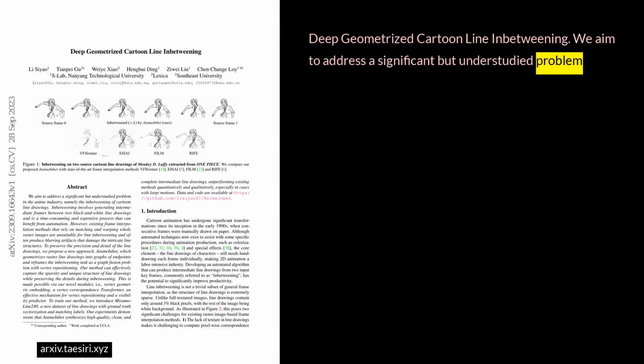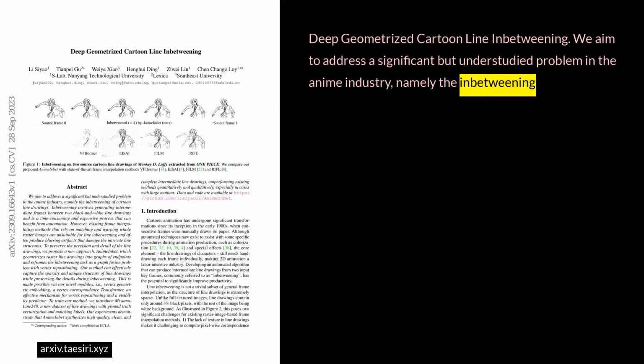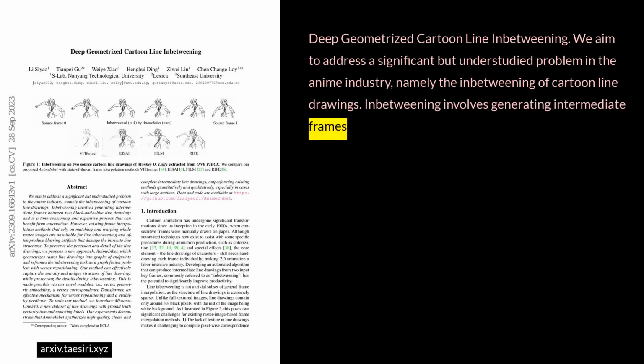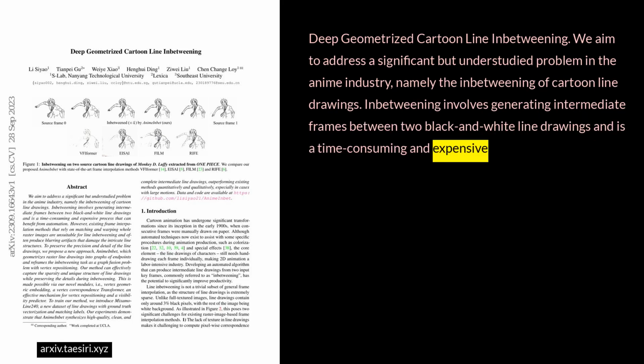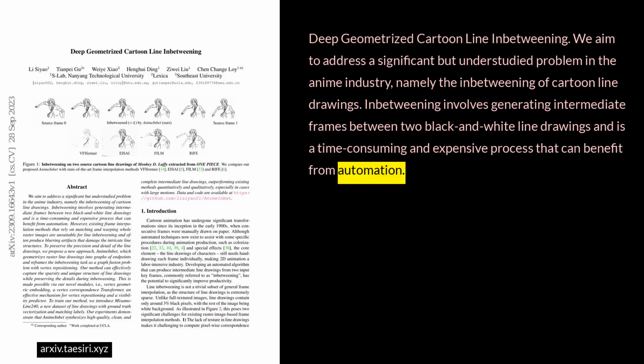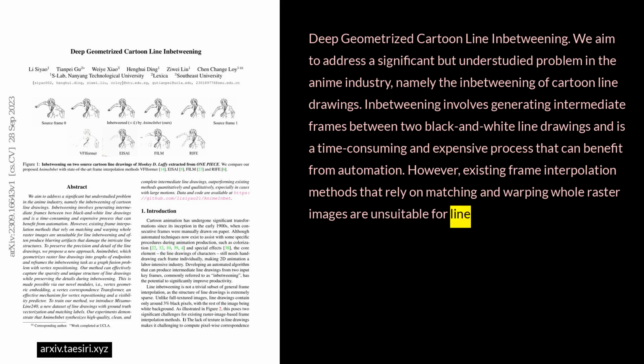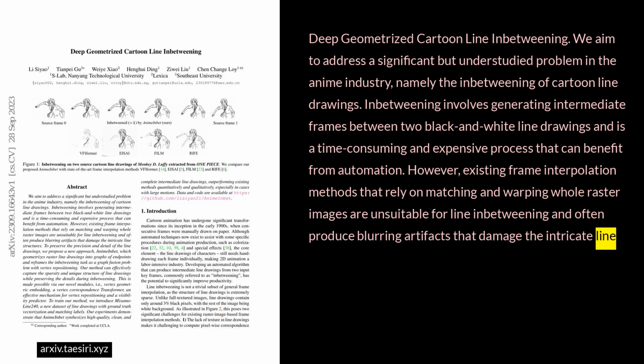Deep geometrized cartoon line inbetweening. We aim to address a significant but understudied problem in the anime industry, namely the in-betweening of cartoon line drawings. In-betweening involves generating intermediate frames between two black and white line drawings and is a time-consuming and expensive process that can benefit from automation. However, existing frame interpolation methods that rely on matching and warping whole raster images are unsuitable for line in-betweening and often produce blurring artifacts that damage the intricate line structures.